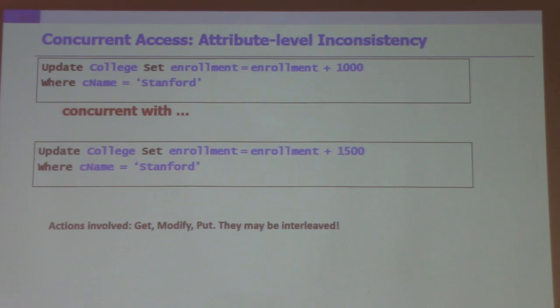I'll give you a simple example, which is this one. Let's say I want to build an enrollment database for Stanford. And I say my enrollment number I want to grow by 1,000. That's one administrator. Let's say we have 2 college administrators for Stanford. One says I want to increase by 1,000 enrollment number. The other says I want to increase by 1,500. What should the final value be? Well, if the initial value is x, the final value should be x plus 2,500.